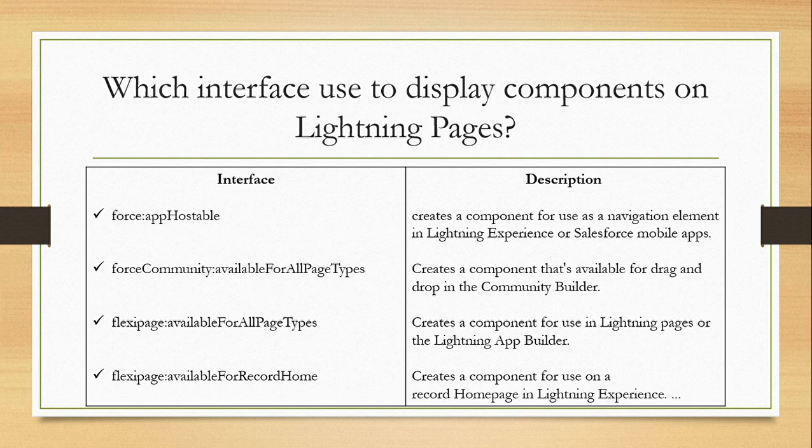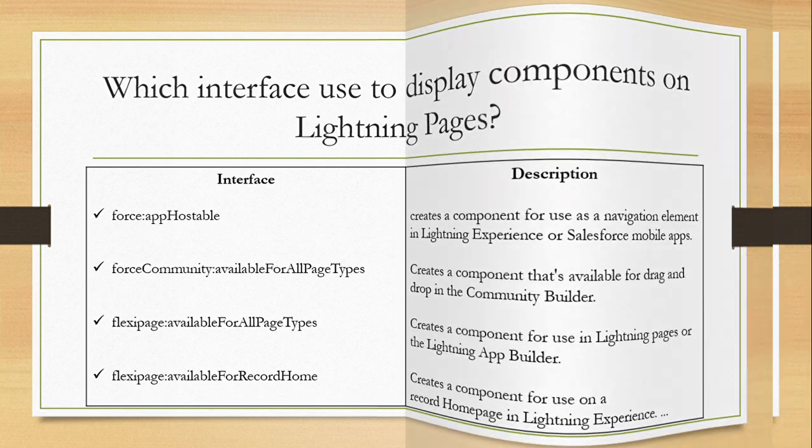Which interface is used to display components on Lightning pages? That is force:appHostable, forceCommunity:availableForAllPageTypes, flexipage:availableForAllPageTypes, and flexipage:availableForRecordHome. Here the descriptions: creates a component available for drag and drop in the Community Builder. Create a component for use in Lightning pages or Lightning App Builder. Create a component for use on the record page or home page in Lightning Experience.